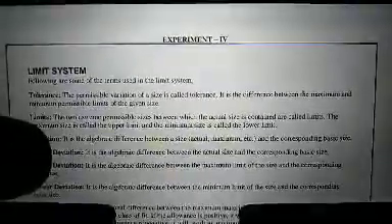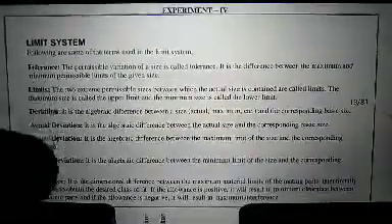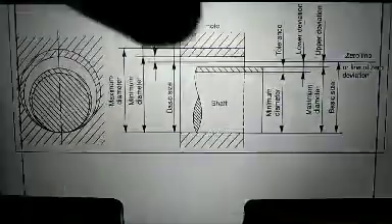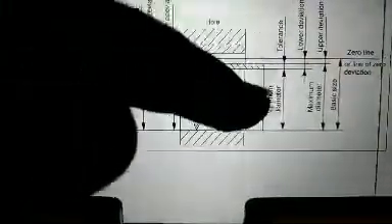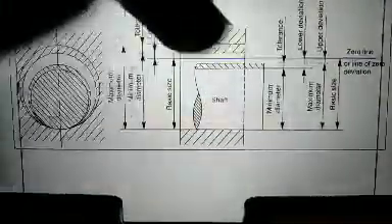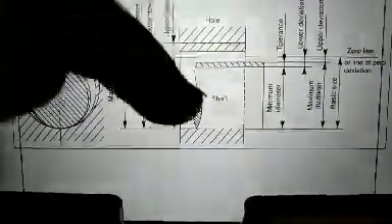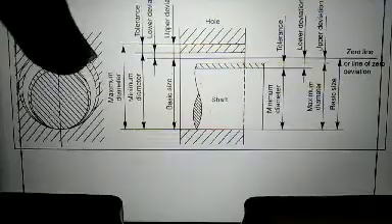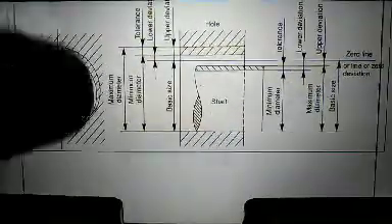Now limit and its systems. Limit systems are shown. This is the shaft. It consists of a minimum diameter, maximum diameter, zero line, and a hole. It consists of a basic size. Tolerance is shown. Maximum diameter and minimum diameter are shown for that. Limits, fits and tolerance will be discussed in our next chapter. We will discuss about limits, fits and tolerance.